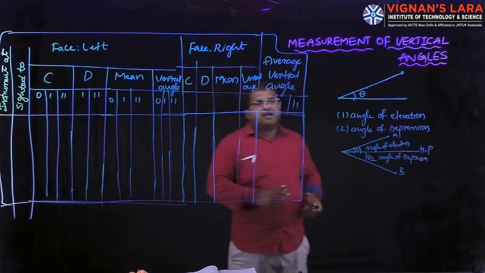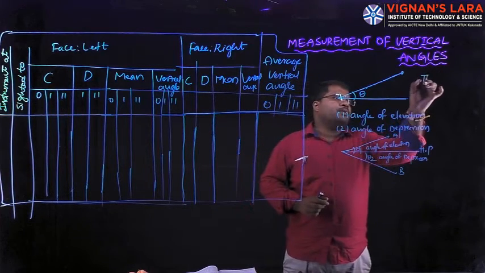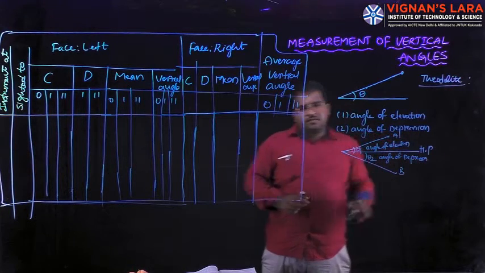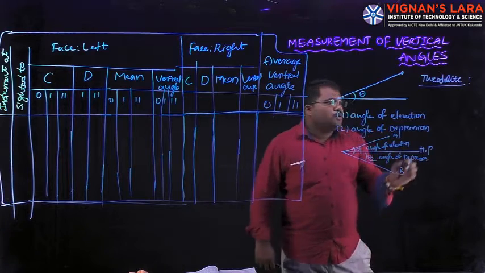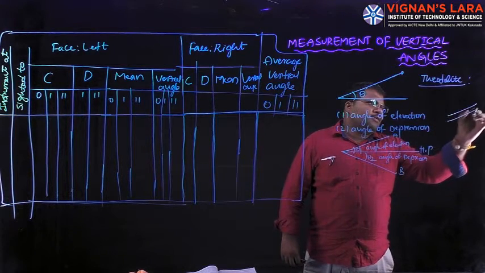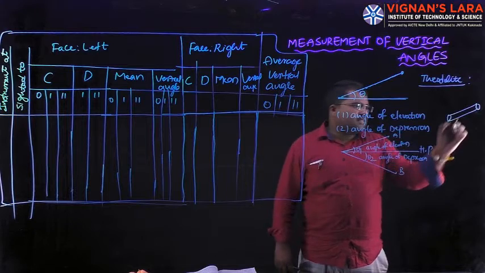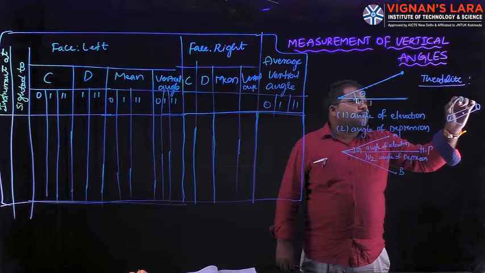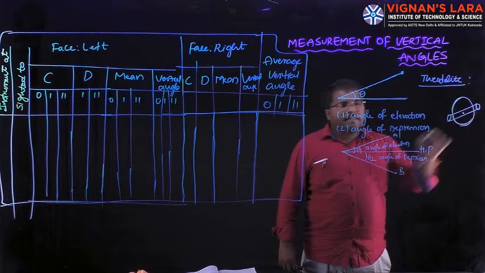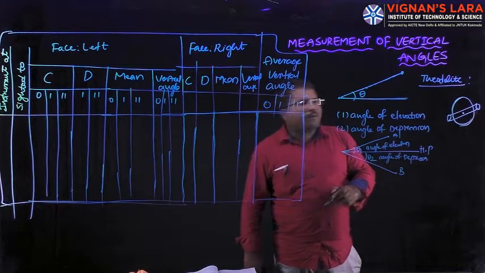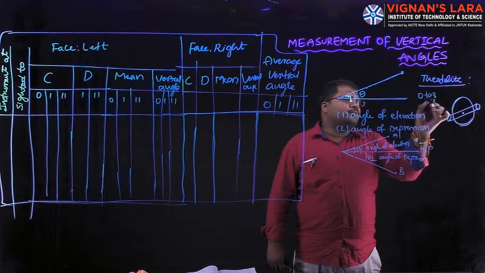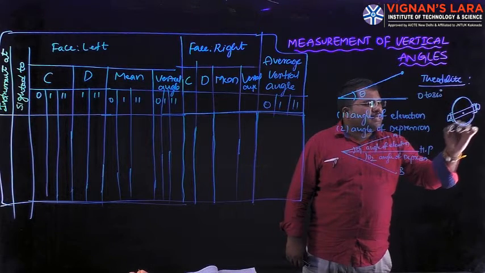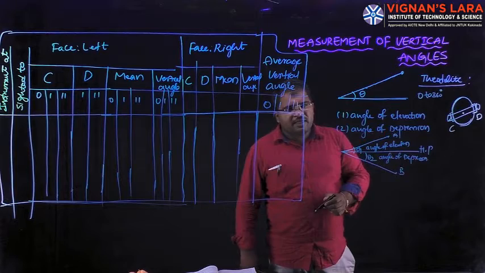Then coming to our instrument, the theodolite. We already know that to measure vertical angles using the theodolite, we have a telescope fitted to the trunnion axis. We also have a graduated circle called the vertical circle, with values from 0 to 360. On both sides we have verniers, let us say C and D.